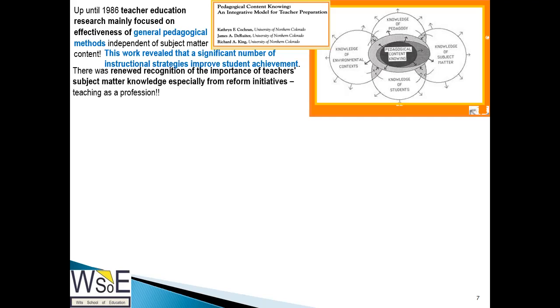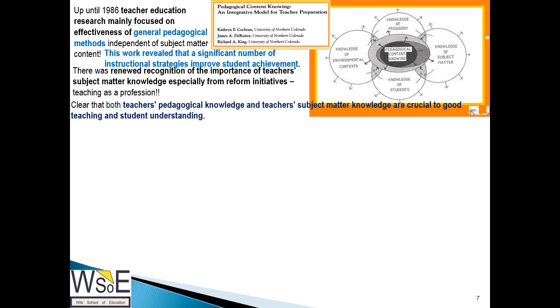Now, there was renewed recognition of the importance of a teacher's subject matter knowledge, especially with the reform initiatives in the US to make teaching a profession. And it was clear that both teachers' pedagogical knowledge and teachers' subject matter knowledge are crucial to have good teaching and student understanding. So both of those knowledge bases are highly important to help students understand the content, and also for the teacher to know what to teach effectively.